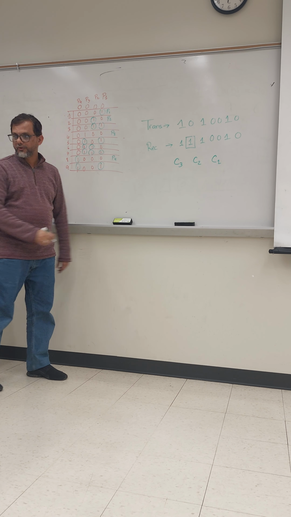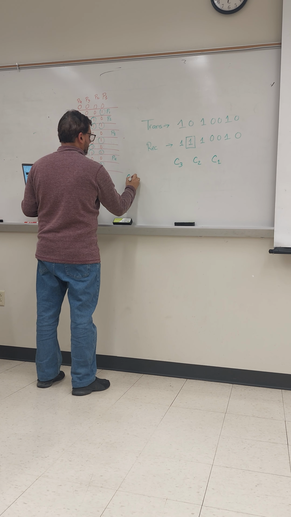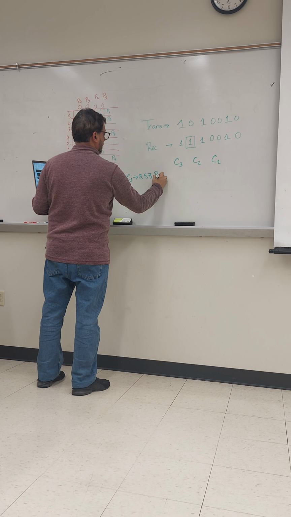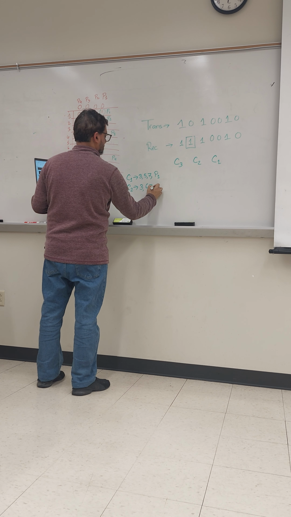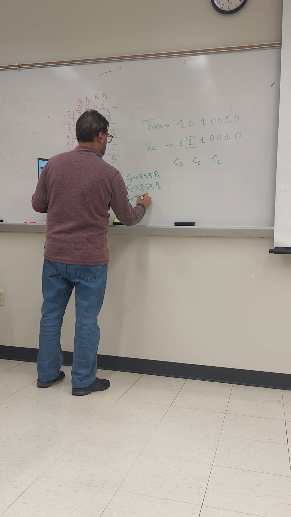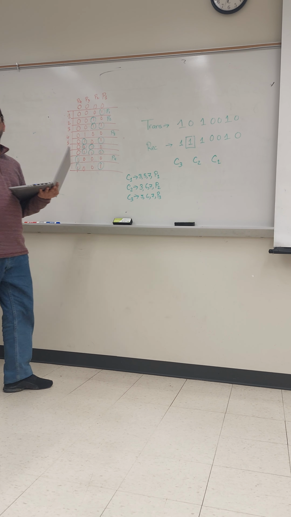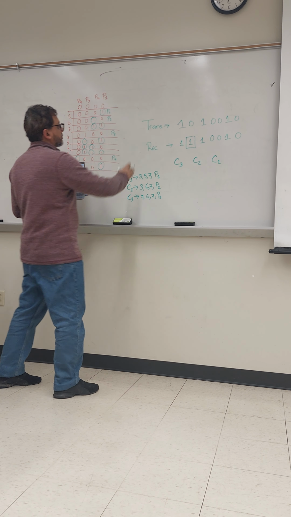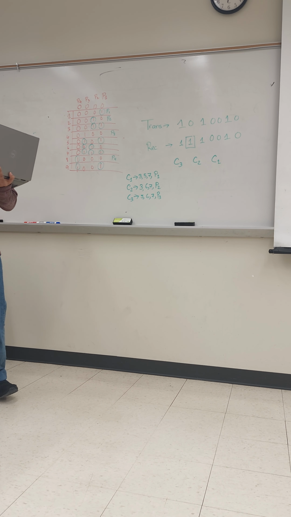C1 corresponds to 3, 5, 7 and P1. C2 corresponds to 3, 6, 7 and P2. And C3 corresponds to 5, 6, 7 and P3. Of course, at first we need to know whether it is even parity or odd parity. So it's an even parity. So on the receiving side, we'll try to find out whether the number of ones is even or odd.